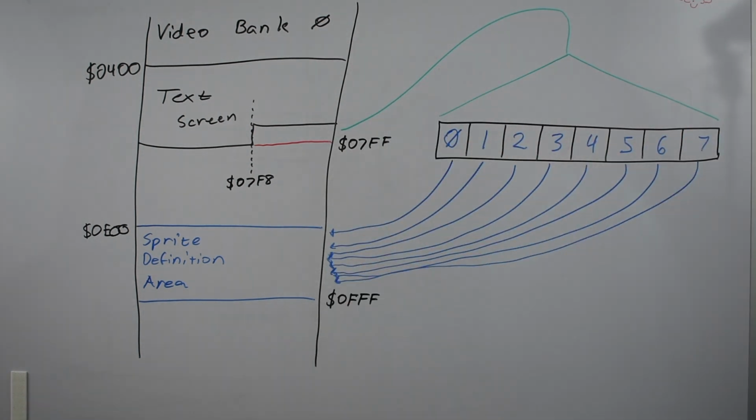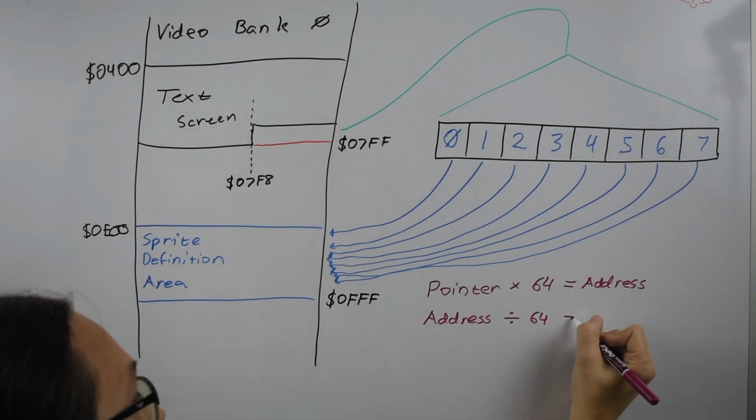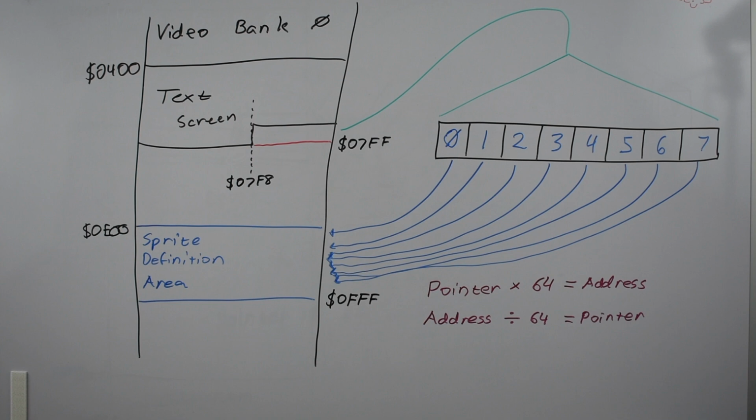Each points to a location somewhere in the current video bank. Each of these pointers must point to a location that is a multiple of 64, since the shapes are 64 bytes long. We don't store the actual address, just the pre-multiplied value.